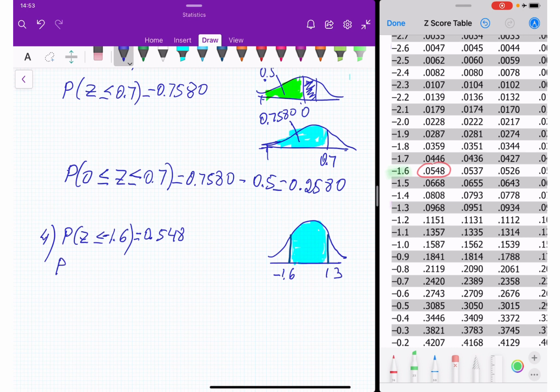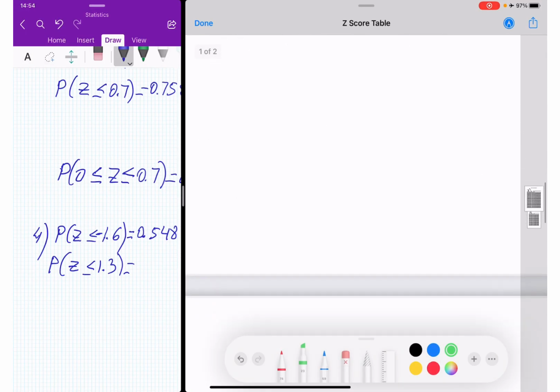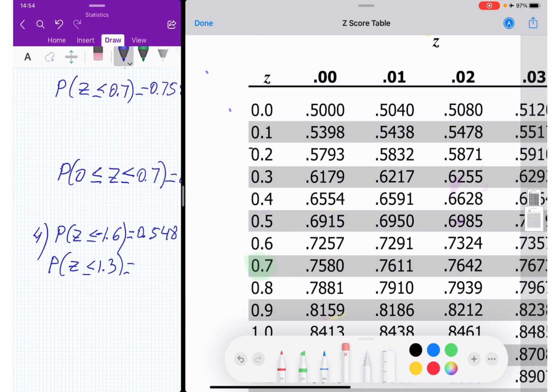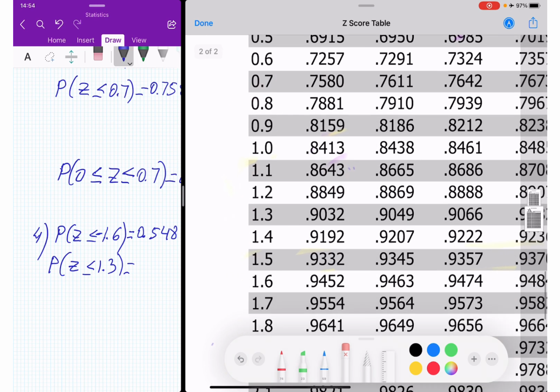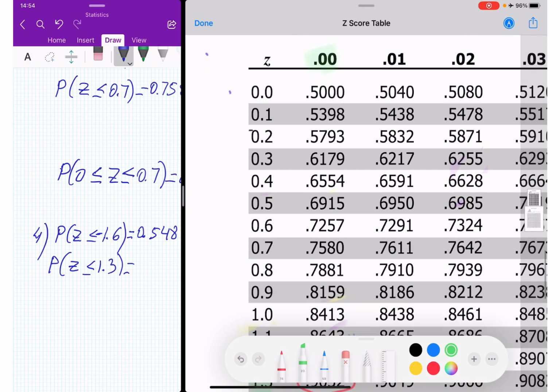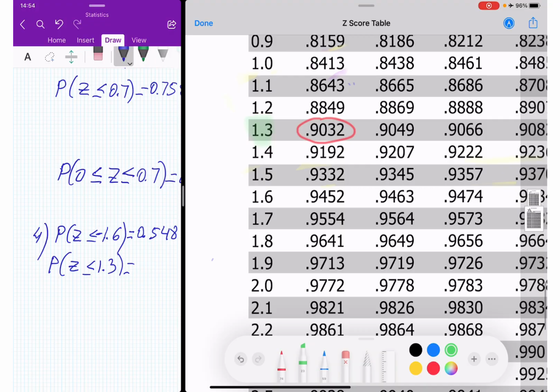Next, we need to find the probability for z-score less than or equal to 1.3. 1.3. So we are heading to a positive z-score, obviously. 1.3. Where is my 1.3 here? And since I don't have a second decimal, it's going to be first this number, right? Because it's going to be under 0 here. So we have 0.9032.